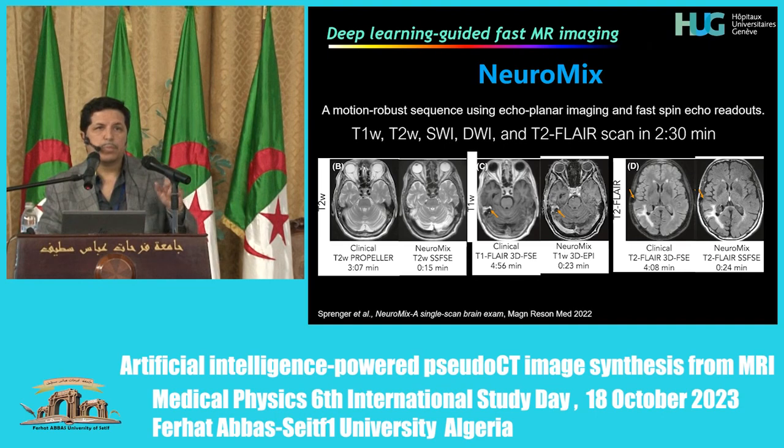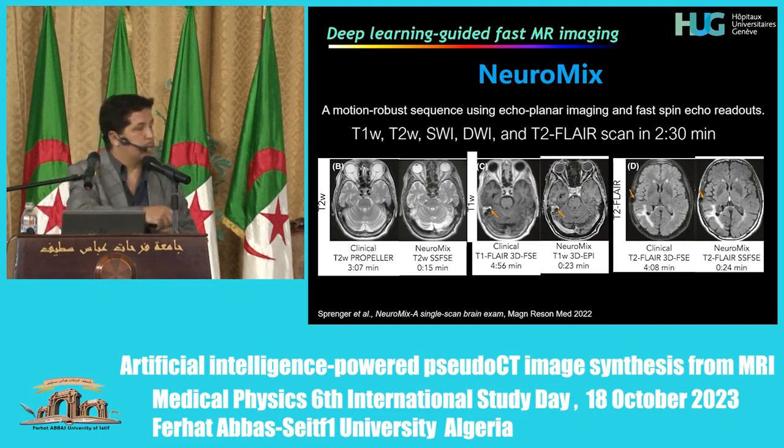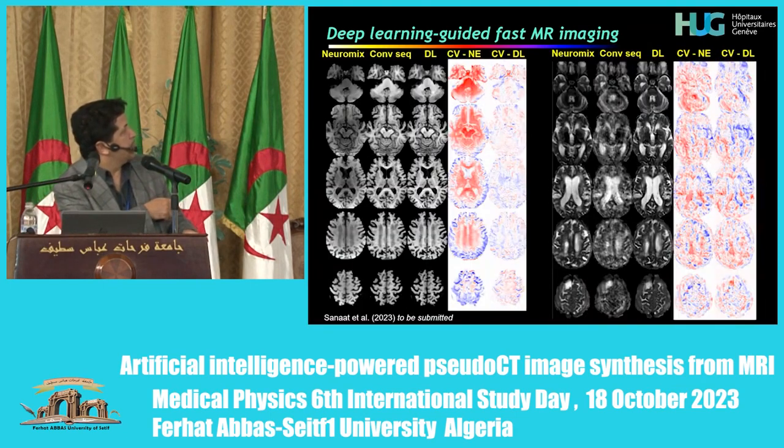And the key issue here is the acquisition time for MRI, which tends to be very lengthy. One of my PhD students spent 6 months at Stanford University in California, working on this neuromix sequence. It's a multi-contrast sequence involving T1, T2, DWI, and so on. It takes only 2 minutes, but the images are extremely noisy, and he did some work to improve the performance, especially the quality of the images.